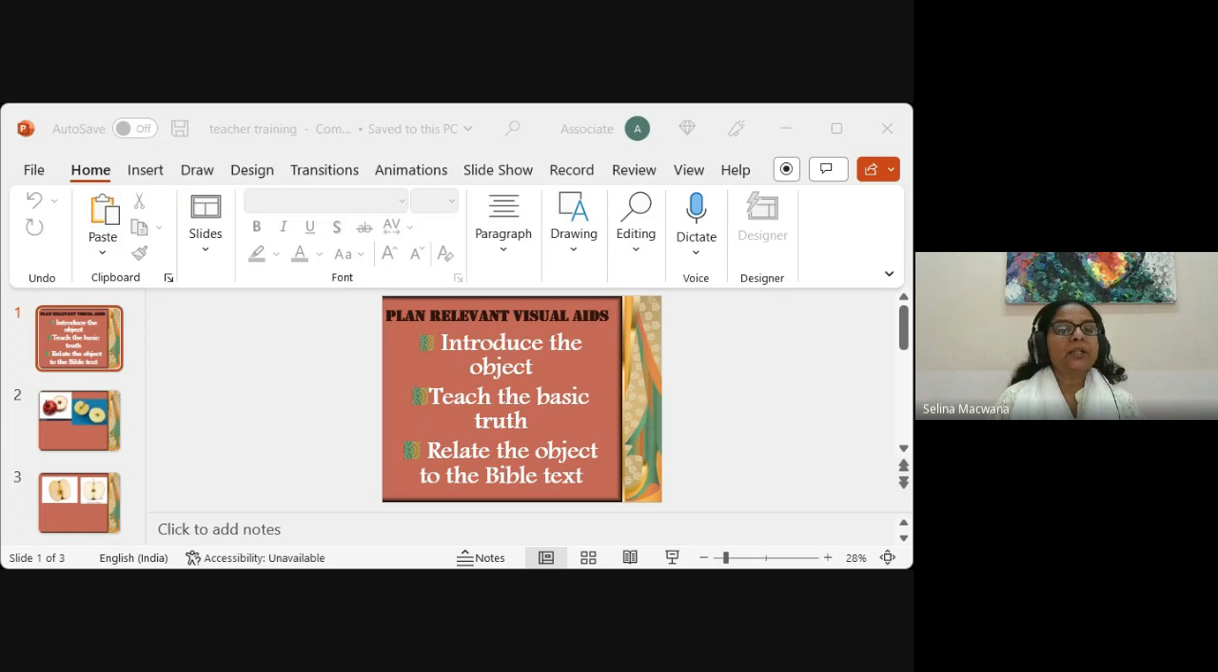Another object lesson that you could use is, you can just tell them, hey, everybody, I have two bottles here, the same size, but there's a difference in these two bottles. What is different? One has a cap and one does not have a cap. Let's assume the one that has a cap is the one that is filled with faith.